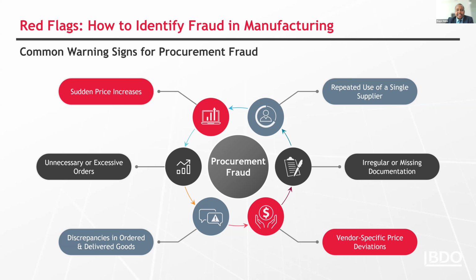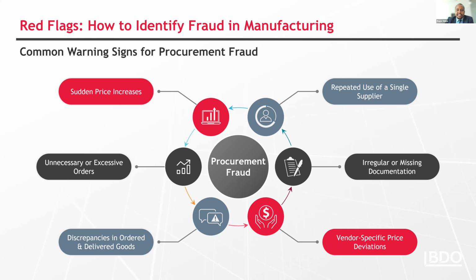The other key red flag is irregular or missing documentation. Fraudsters usually try to cover their tracks by submitting incomplete or vague invoices. Missing purchase orders, delivery confirmations, or approvals are usually red flags that something may be wrong. Every transaction in the industry should have clear, detailed documentation. And when this is not there, it's a big, big red flag of fraud.